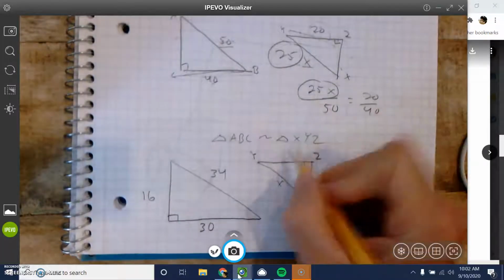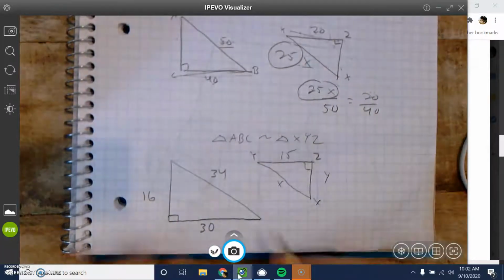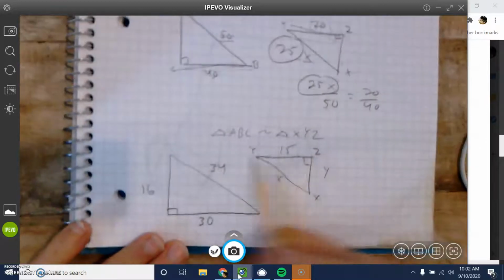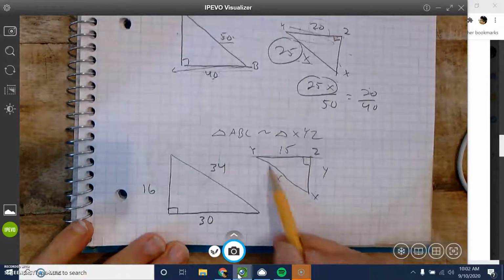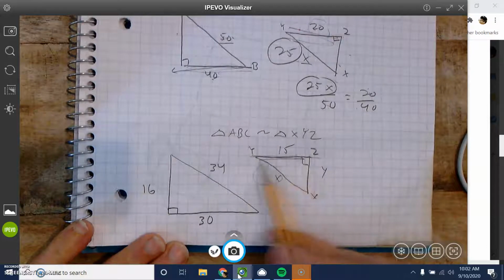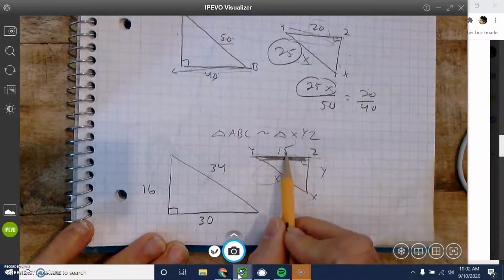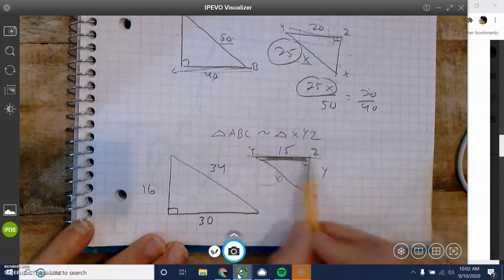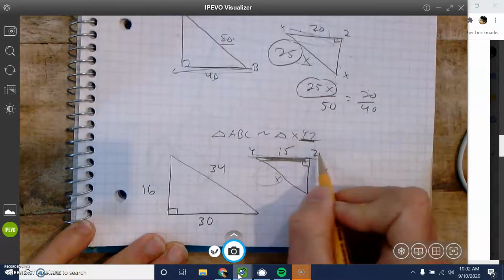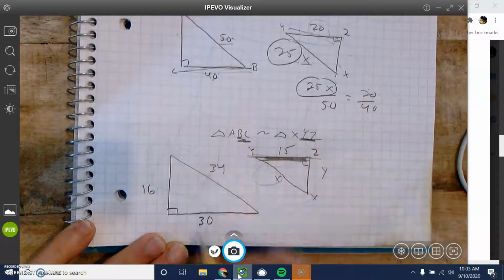My bad. 15. Bam. So first thing I have to do is establish, I'm going to do one at a time. Let's do X first. I have to establish one proportion that I know. So this here, I'm going to use this first. That's where I'm targeting, YZ. So those are the last 2 letters. Last 2 letters here are BC.